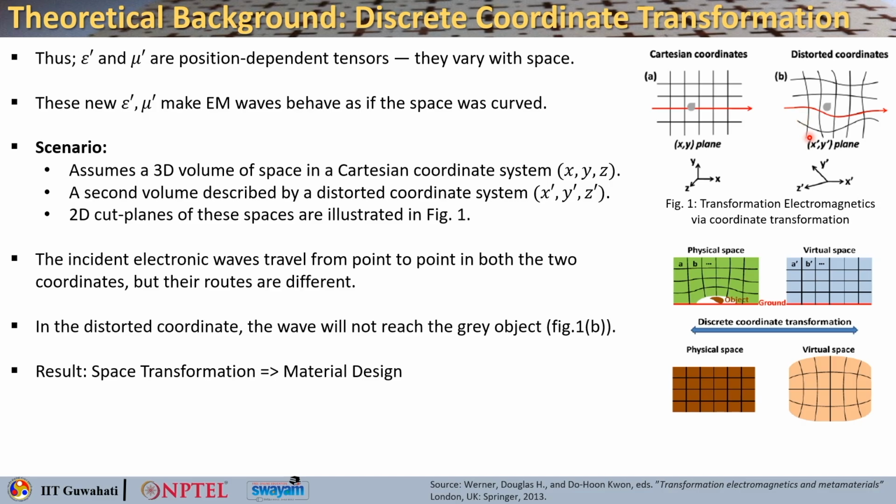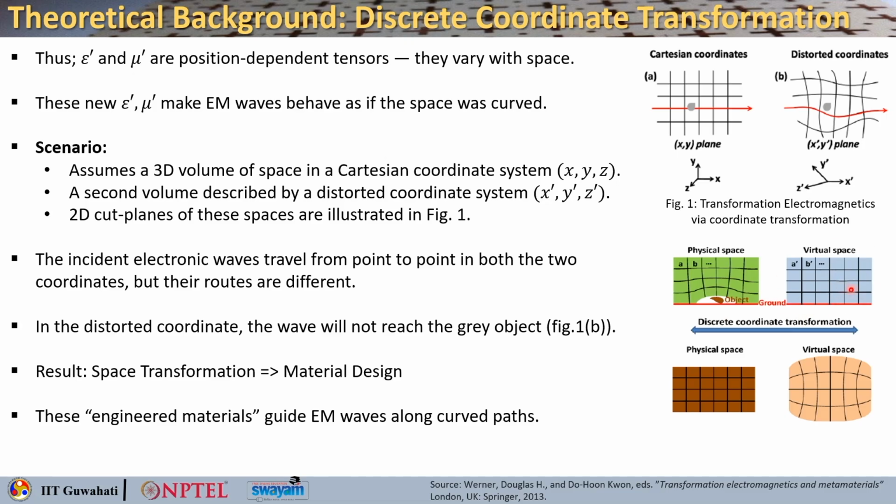The space transformation is going into the material design. Here also, these are practical examples: you already have a physical space with the object, which is distorted, so you can move it to the virtual space with a uniform grid. So this can be done back and forth, either way.